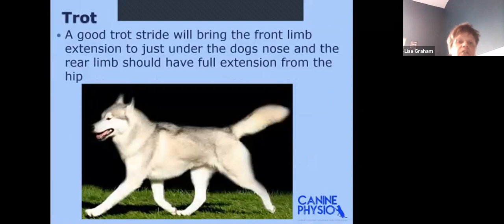And a good trotting stride is going to bring that front limb extension to just under the dog's nose, and the rear limb should have an equal amount of extension as the front one from the hip. And that again does fall under a breed specific difference, and we'll be looking at those towards the end of the session. So here's our guy trotting.